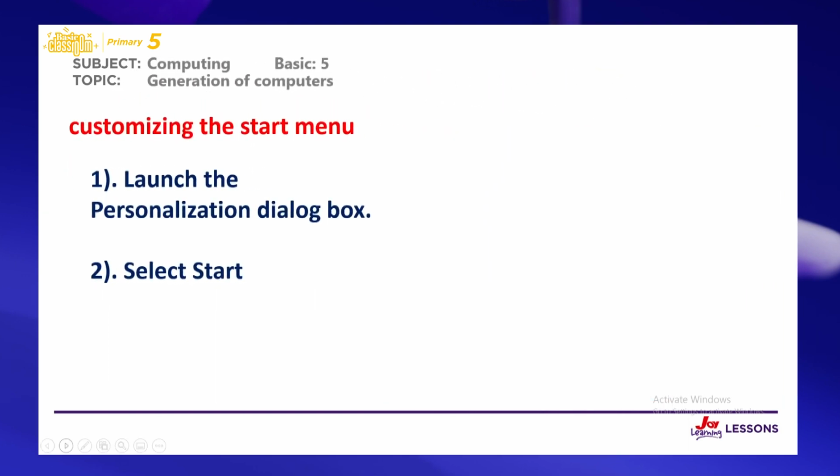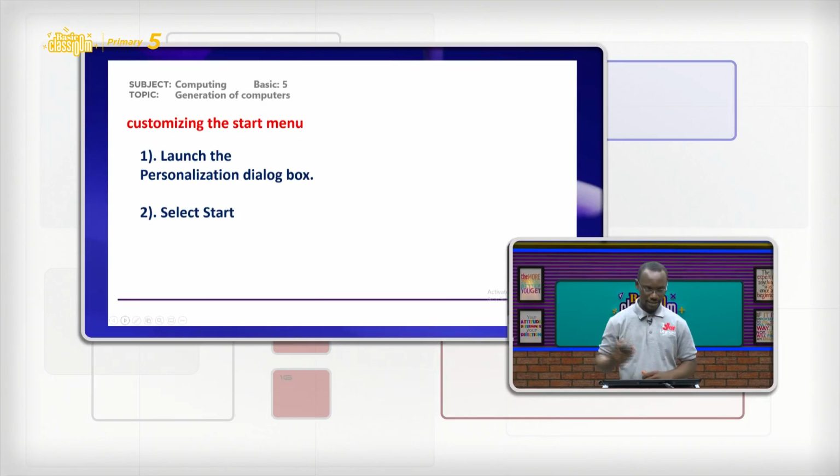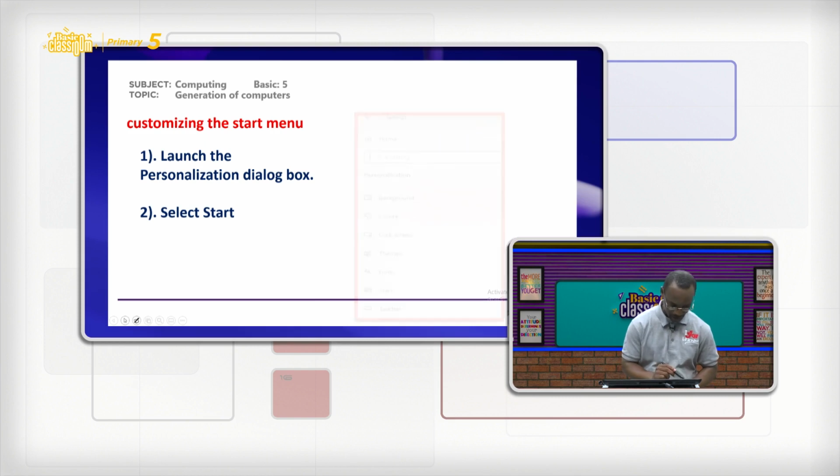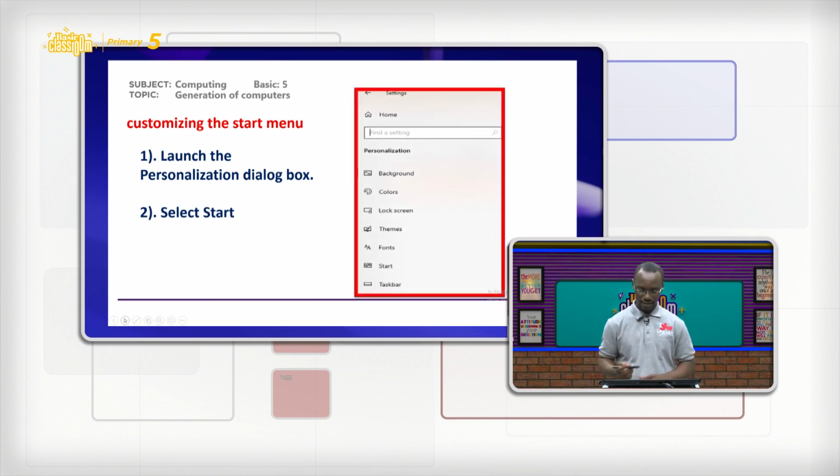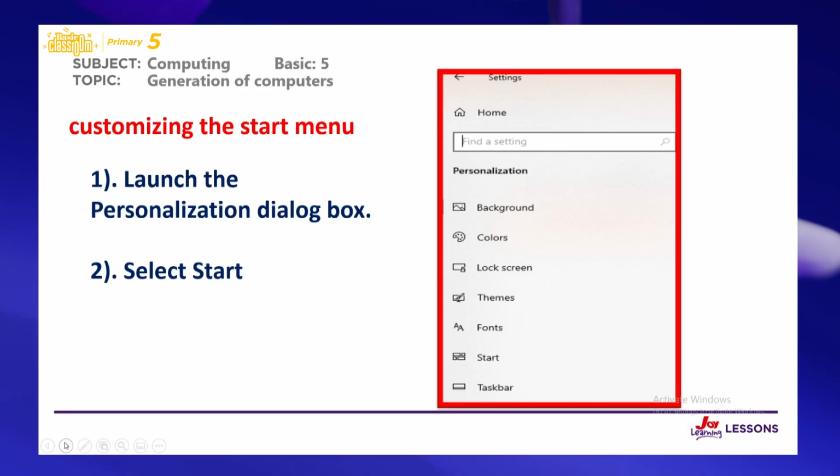So we are going to look at how to customize the start menu. So to customize it, launch the personalization dialog box, which we have done already. Select Start. So you select the Start. When you do that, your personalization dialog box is going to appear. From here, we have some options. You select Start, where the arrow is indicating. So select Start.